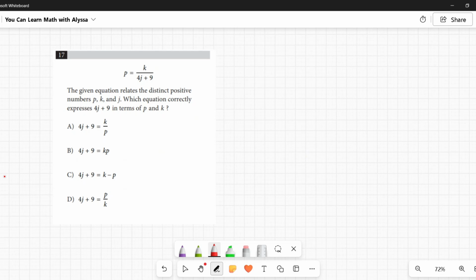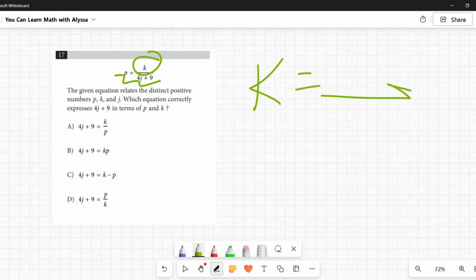17. P equals K over 4J plus 9. The given equation relates the distinct positive numbers P, K, and J. Which equation correctly expresses 4J plus 9 in terms of P and K? Anytime we have this expressing X in terms of Y, whatever, what they're asking is to get the term they're asking to express by itself. So if this had been which correctly expresses K in terms of P, 4J, and J, they would want K by itself and everything else on the right.